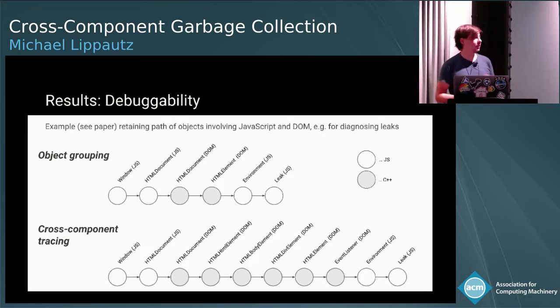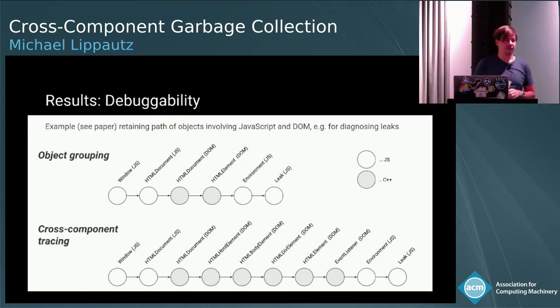So what is a retaining path? A retaining path is just a path along objects and edges that retains an object you're interested in. There is an example in the paper that just attaches one event listener that leaks a bunch of memory to the main body element. And what you should also know is the objects in white here are part of JavaScript, and the gray ones are part of C++. So for object grouping, you obviously only had your entry points in a group, in a DOM tree, and your exit nodes. And this was the retaining path you got.